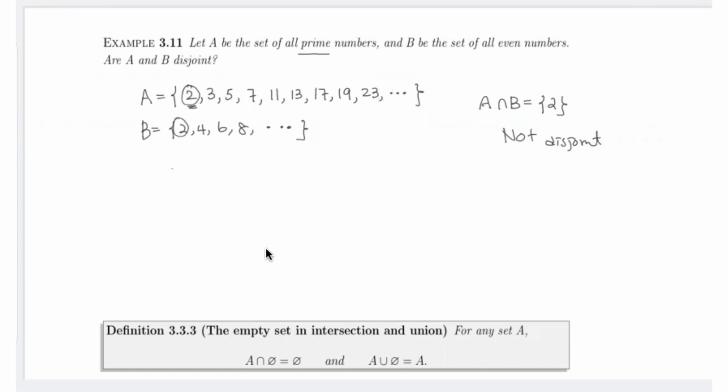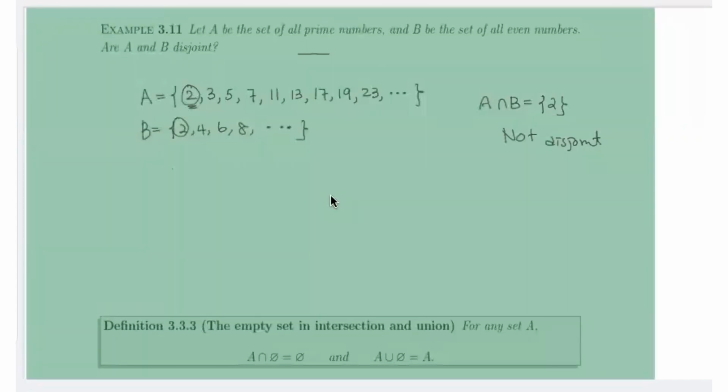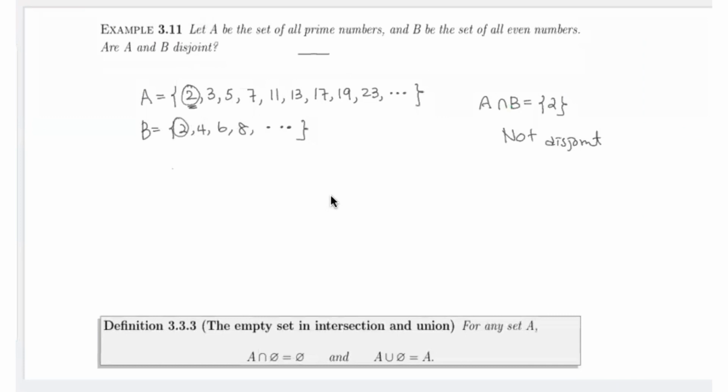Any question on the definition of disjoint? Okay. The next one is the operation with the empty set. The empty set is important. Any set intersect with the empty set is the empty set. Any set union with the empty set is the set itself. I think we went over this quickly last time, but I want to make sure we all understand it. Intersection with the empty set is the empty set because there are no common elements.